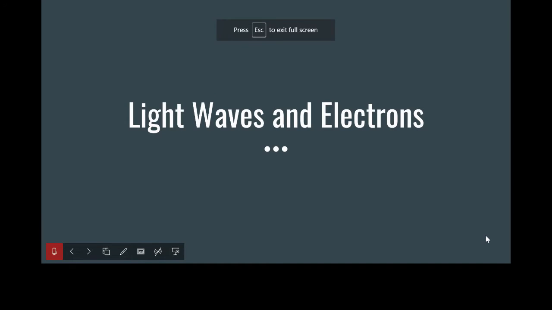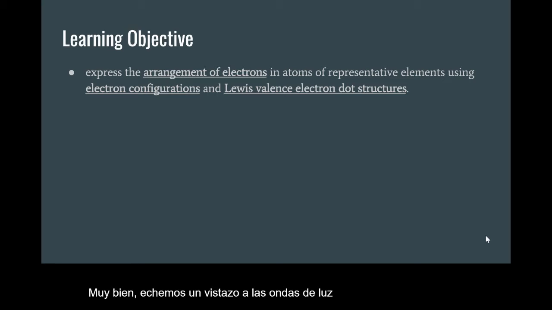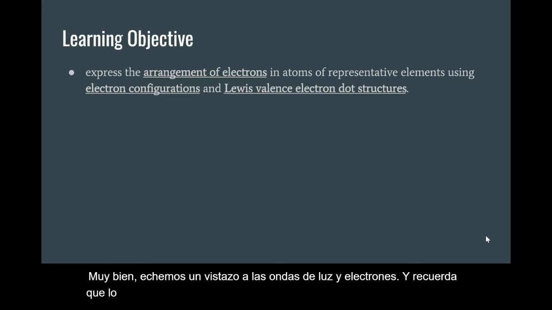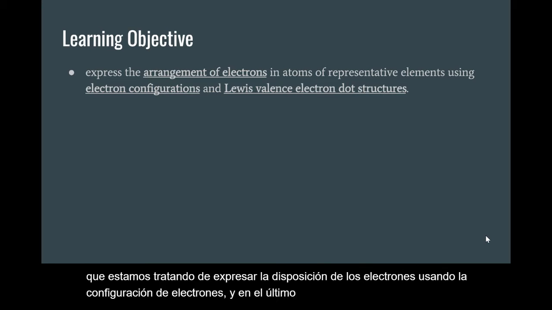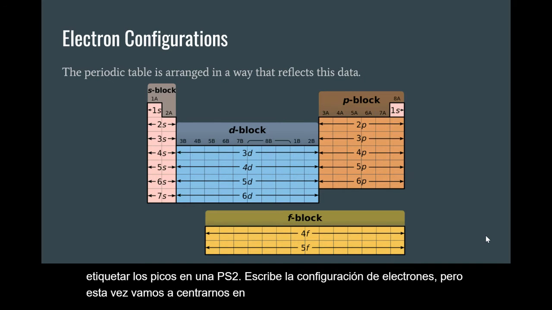All right, let's take a look at light waves and electrons. Remember that we're trying to express the arrangement of electrons using electron configuration. In the last video, we saw how we could label the peaks in a PES to write the electron configuration. But this time, we're going to focus on another tool that chemists use, and that is the periodic table.